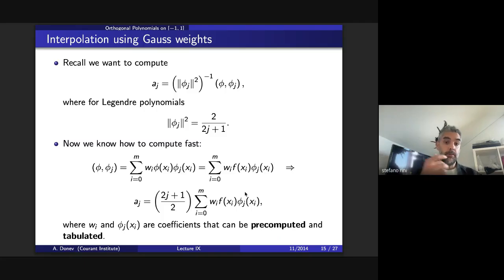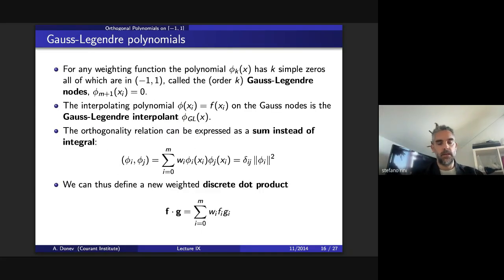The phi j we know because we can generate it quickly. This is a constant we can generate, but the beautiful thing is this omega j, which is the coefficient that we need in order to get this projection, this coefficient a_j. This can be pre-computed because it depends only on the basis function, not on the approximating function f. This gives us a fast way to calculate the projection, and this gives rise to the Gauss-Legendre polynomial. Okay, so this is the story.